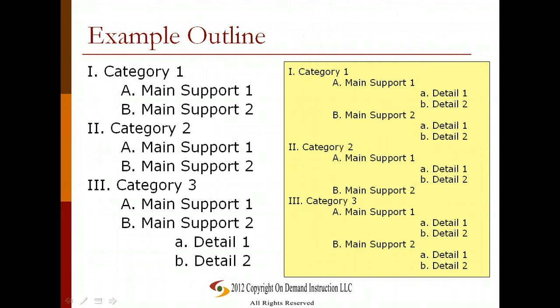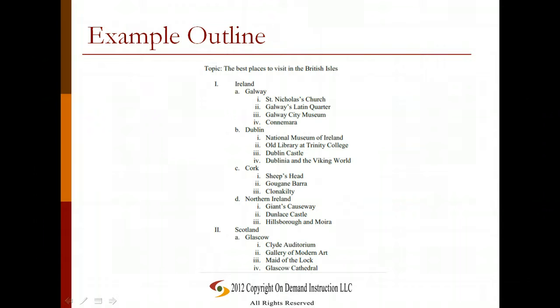Let's take a look at an outline that's filled in. Here's an example of a real outline that is filled in. We can see at the top that the topic is included, the best places to visit in the British Isles. Underneath here, if you look at the Roman numerals 1 and 2, we have Ireland and Scotland. These are our two categories. If you look under Ireland with A, B, C, and D, you'll see that you have 4 place names: Galway, Dublin, Cork, and Northern Ireland. These are the main support underneath of the categories.